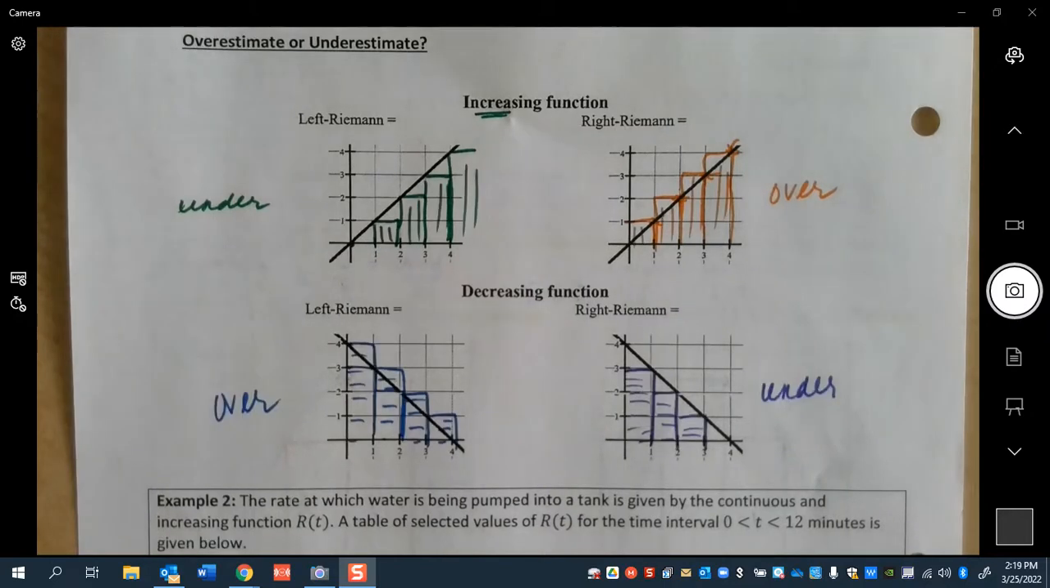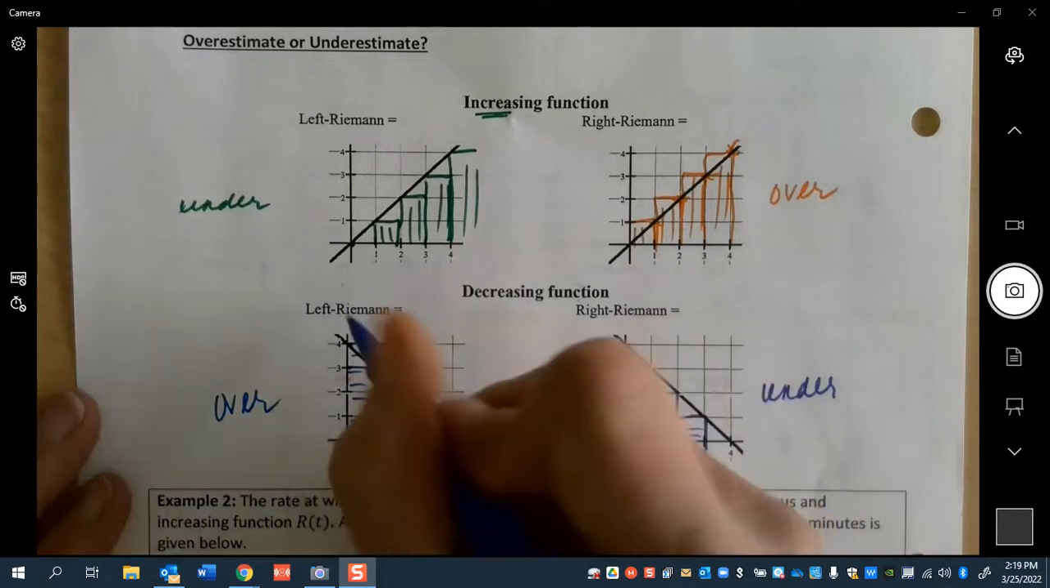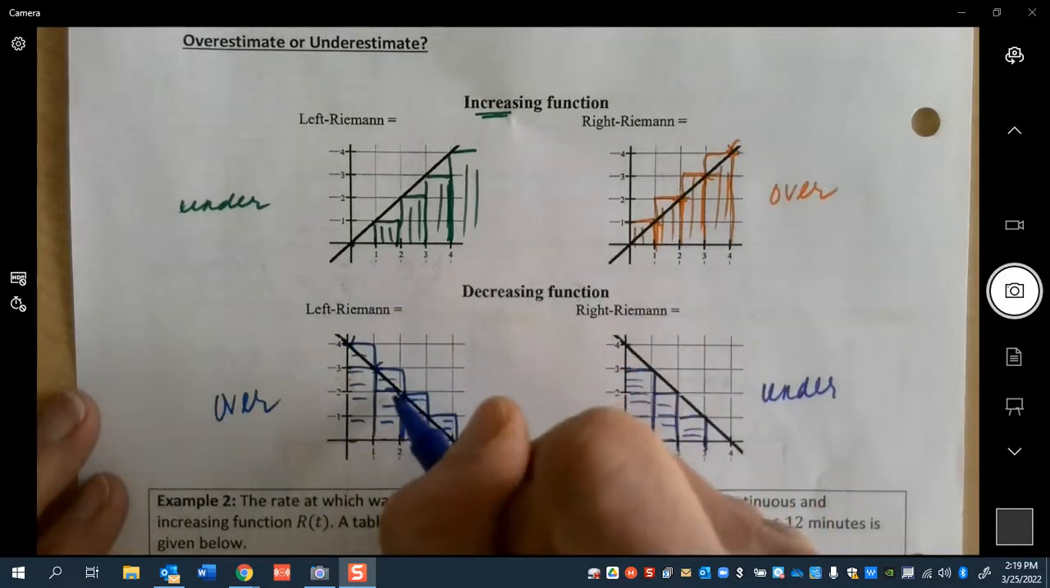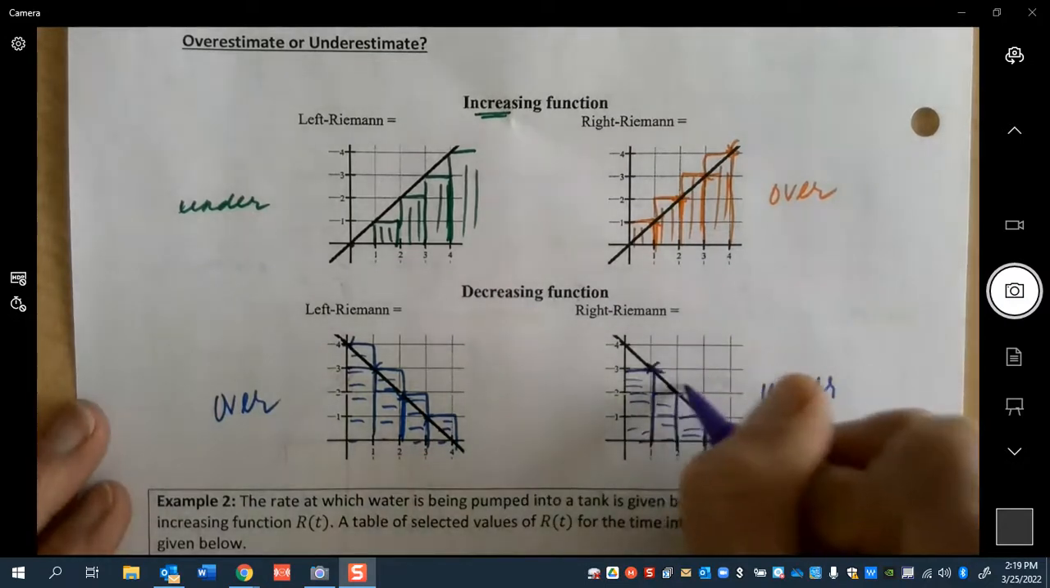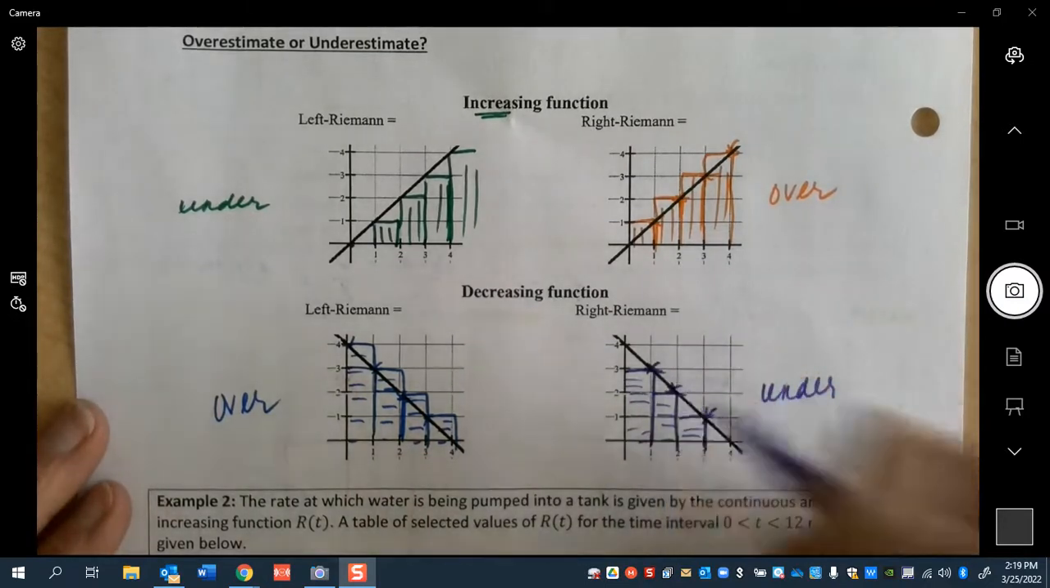So what you'll notice that's kind of interesting is that depending on whether your graph is increasing or decreasing, whether your left-hand or right-hand sum over- or underestimates changes. So what we need you to do is get used to thinking about whether you're doing a left hand or a right hand, depending on where it's touching the graph. That's the most important part. Our right hand touches on the right.